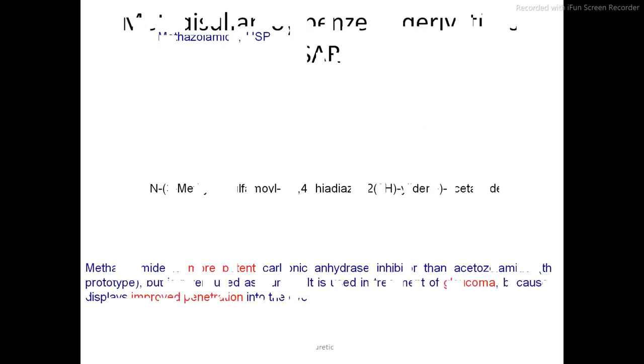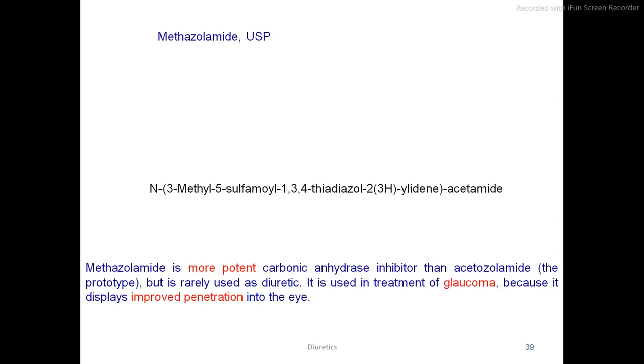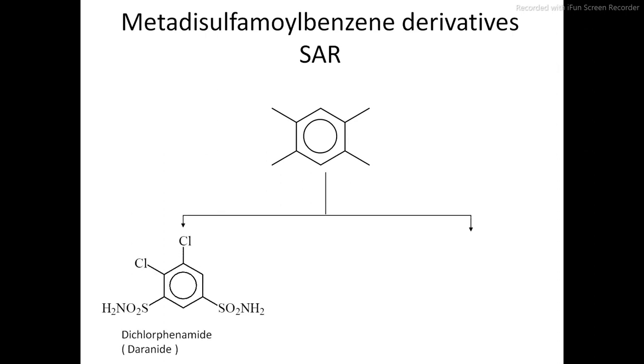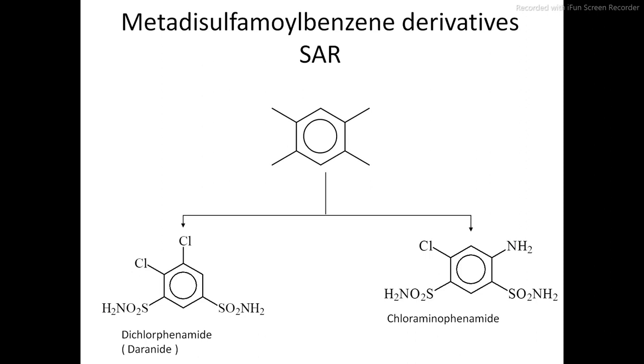Okay, we will check out the structure of methazolamide in the next slide. Then this is the meta-disulfamyl benzene derivative. The first meta-disulfamyl benzene synthesized is dichlorphenamide, and the second one is chloraminophenamide, right? Acetazolamide and methazolamide are the heterocyclic sulfonamides, whereas dichlorphenamide and chloraminophenamide are the meta-disulfamyl benzene derivatives, which show the diuretic effects.